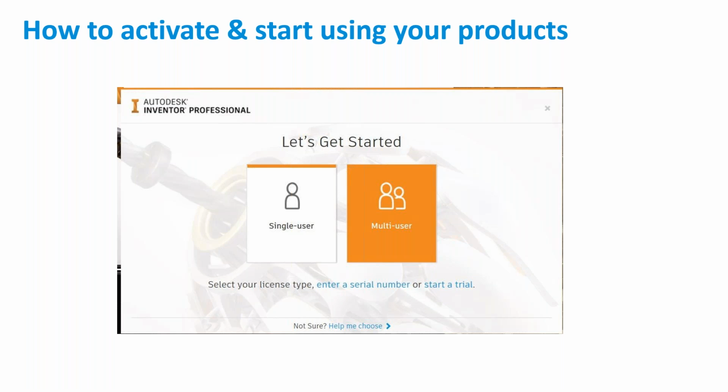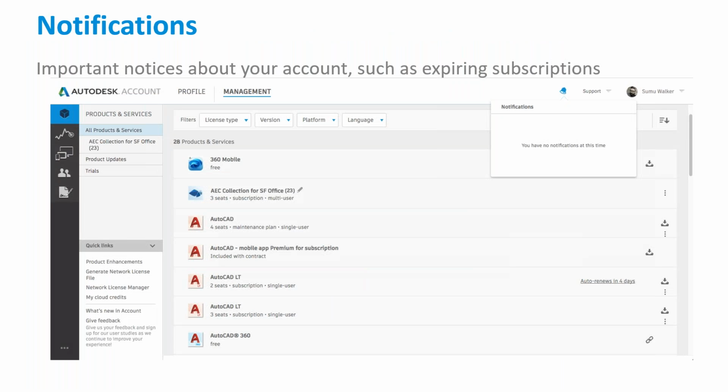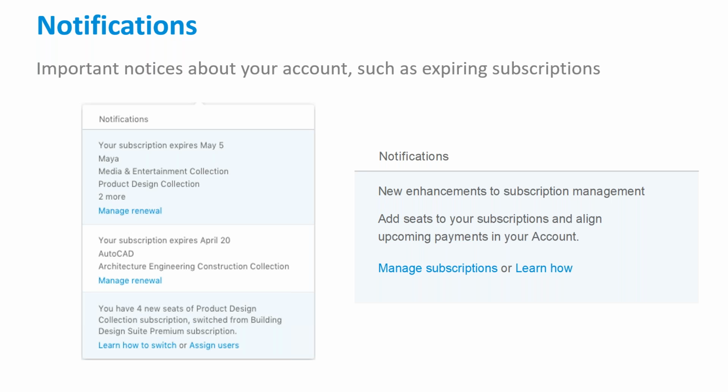And then if you're using a multi-user license, you click the multi-user panel, and it'll take you into the server and stuff. The other part here is you can also get notifications about things like your payments, your expiration date, and things like new features available as well. So doing those sorts of things there.